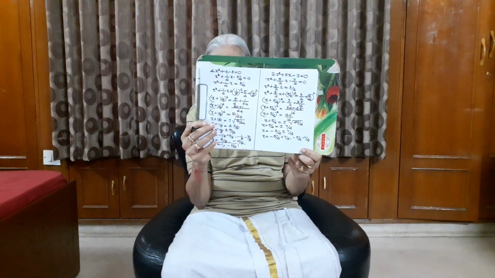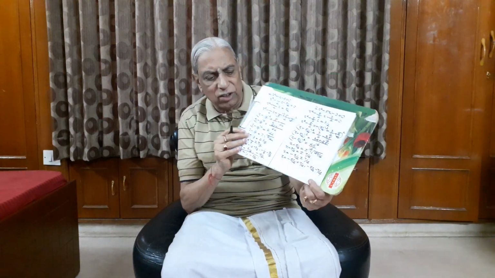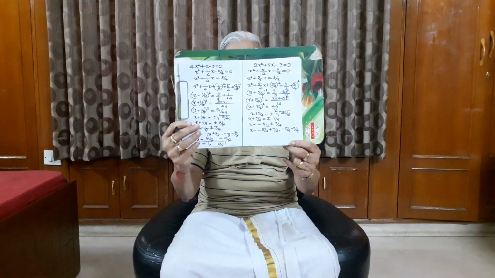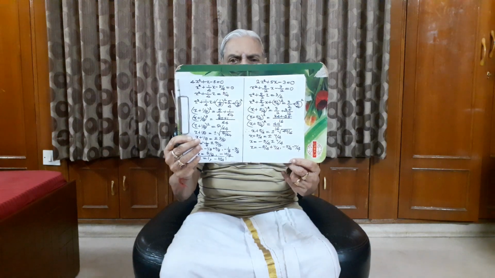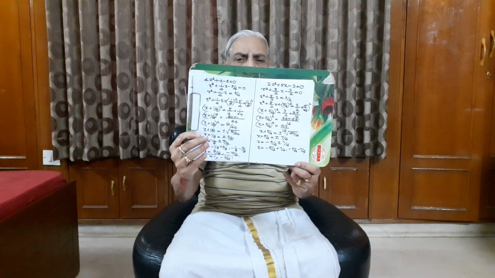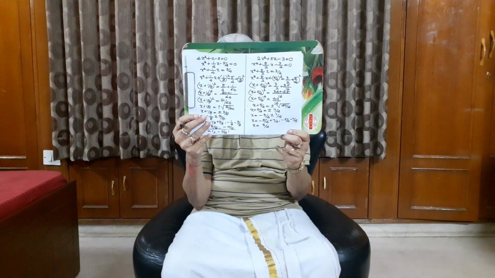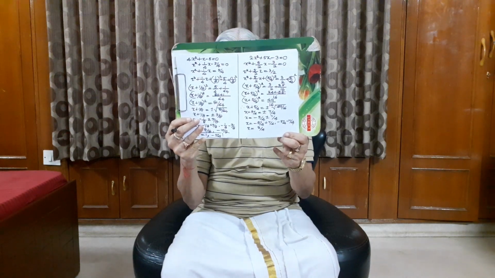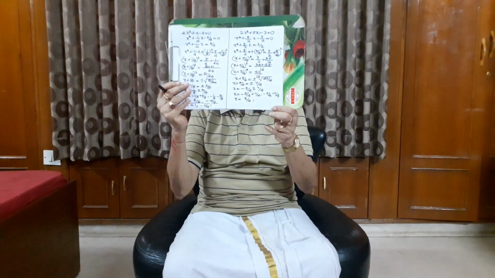I hope you understand. I am writing it separately. See, minus 5 by 4 plus or minus 7 by 4: once I have taken plus 7 by 4, and another time minus 7 by 4. Simplifying is easy. Why? The denominator is the same, so we can add directly. So x will be equal to minus 5 plus 7, that is 2 by 4. See, minus 5 plus 7 is plus 2, plus is more. Plus 2 by 4 is one root, and the second one is minus 5 by 4 minus 7 by 4.